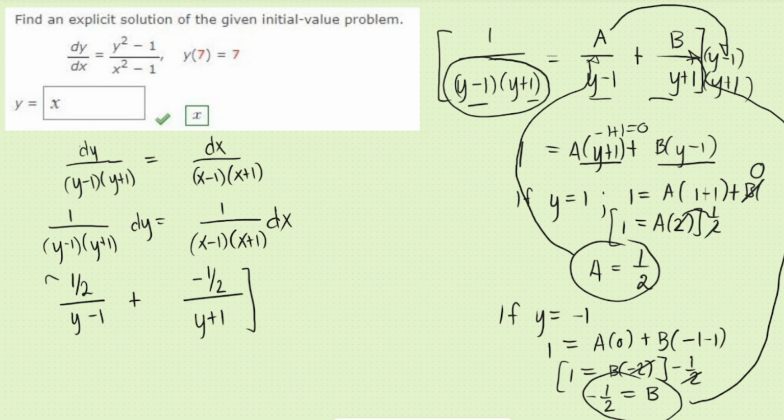So we have this dy. So as you can notice, we don't really have to decompose this because they're the same partial fractions. We just change the variable y to x, okay? So if you decompose this, we'll have the same decomposition, but you just change y into x. So we'll have 1/2 all over x minus 1 plus negative 1/2 all over x plus 1. So that's just it. Now we can easily integrate both sides of the equation.